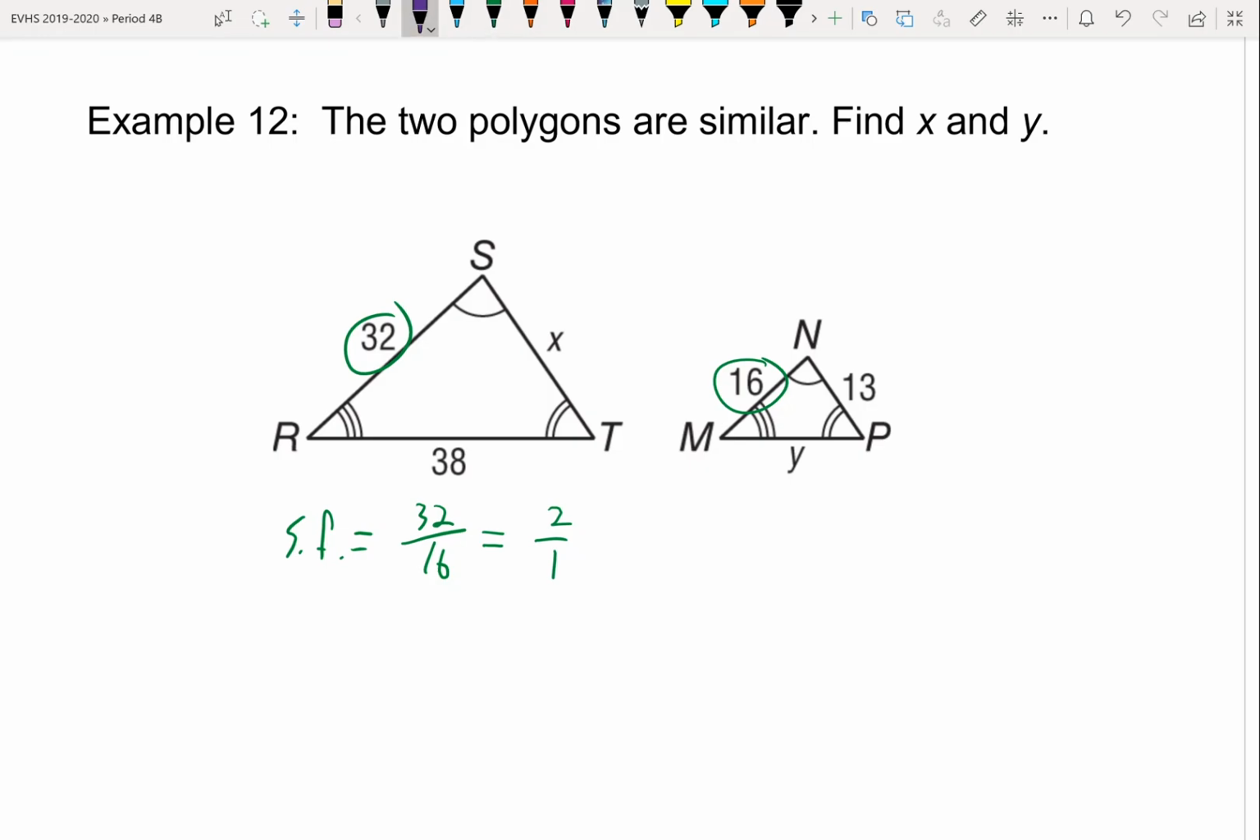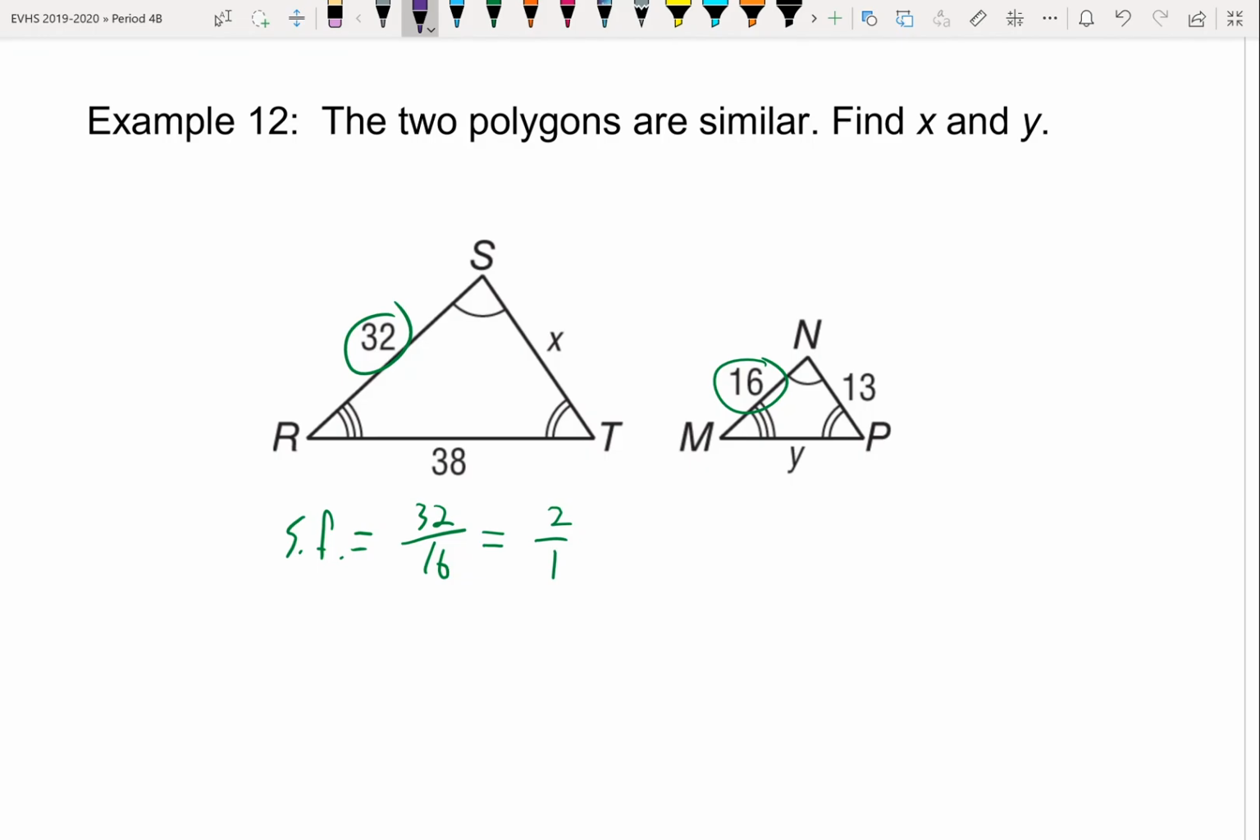Now, with my x's, notice here that the 32 is from the left-hand triangle. That goes on top. You must maintain that all the way through. Once you determine whichever one's on top, that one stays there the whole way through. So the left-hand triangle will always be the numerator.